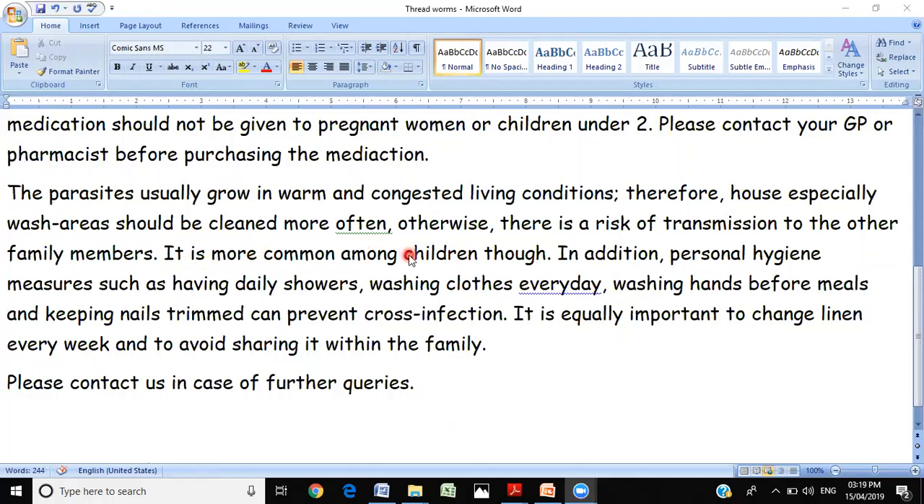Then, it is more common among children, though. Here we have said there is a risk of transmission to the other family members. It is more common among children, though. So it usually doesn't occur among adults.